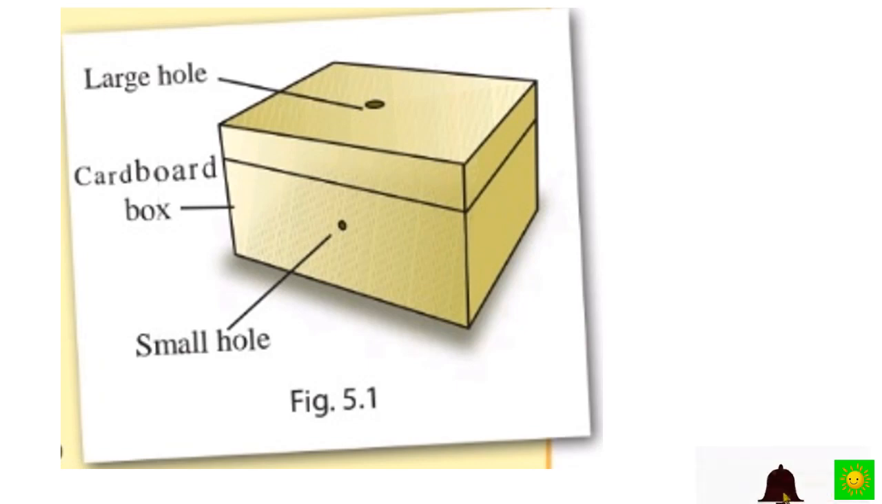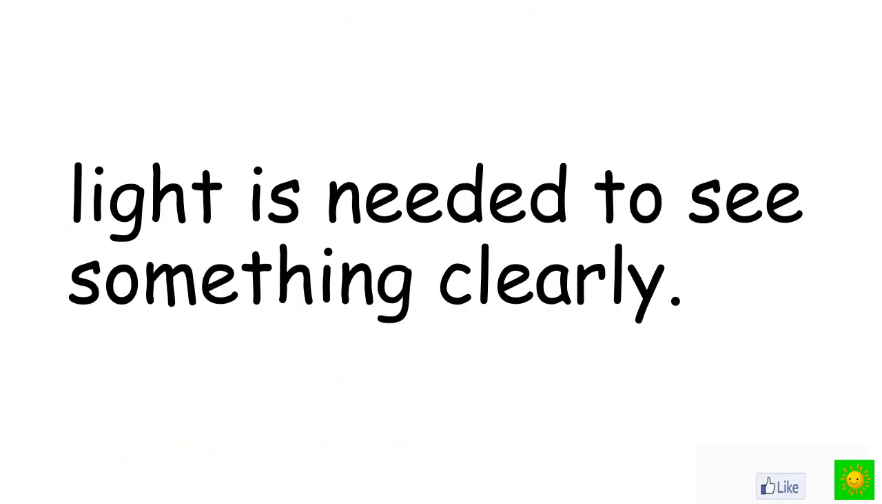Discuss with your friend the difference in the observations taken when the hole was closed and when the torchlight was directed in. From this activity, you can understand that light is needed to see something clearly.